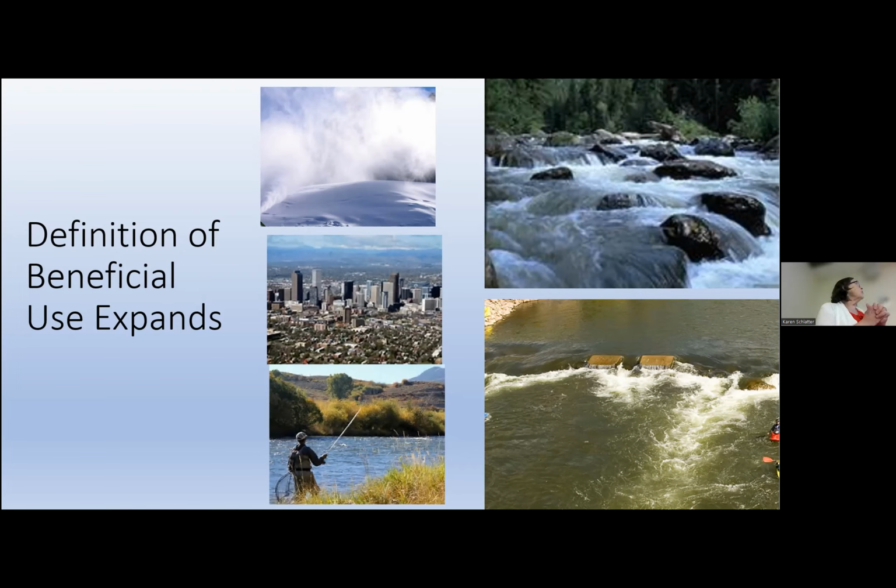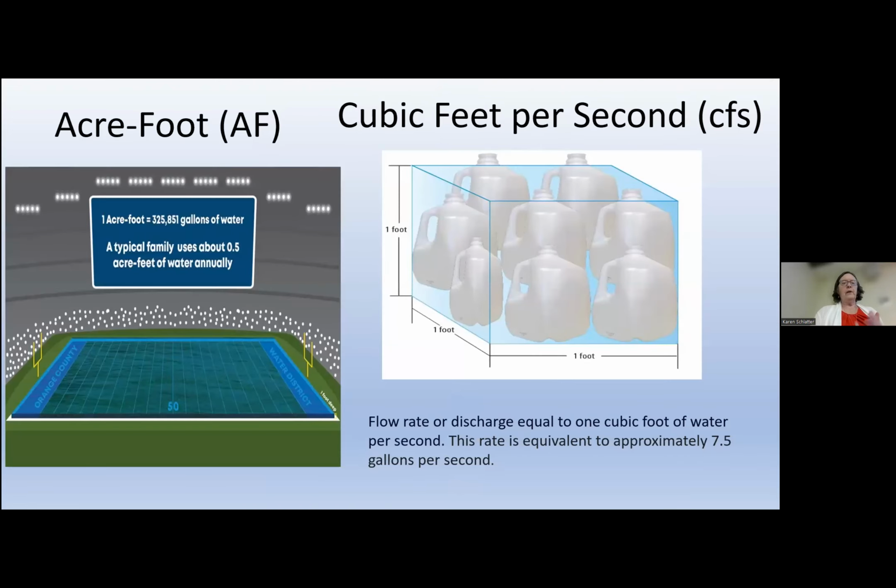Now I'm going to use some terms, and Karen may have gone over this already, I don't know. But water is measured here in Colorado in two ways. First is an acre foot of water. When you look at stored water, we talk about acre feet. An acre foot is if you take a stadium and fill it a foot high with water. That's an acre foot. Takes care of about three or four families.